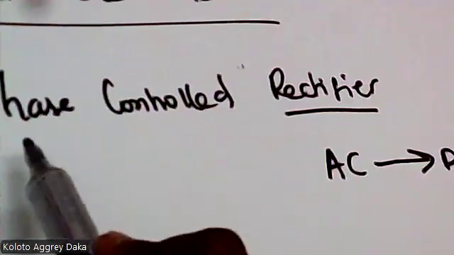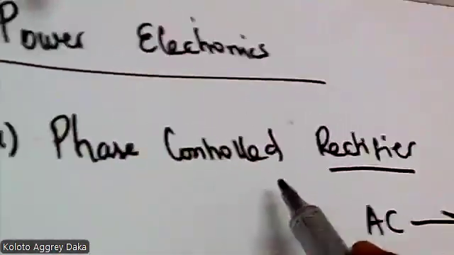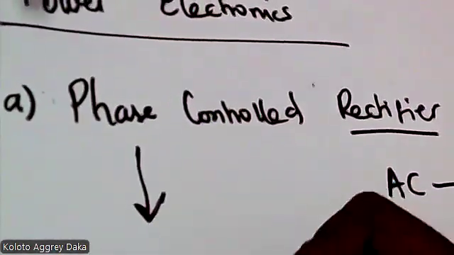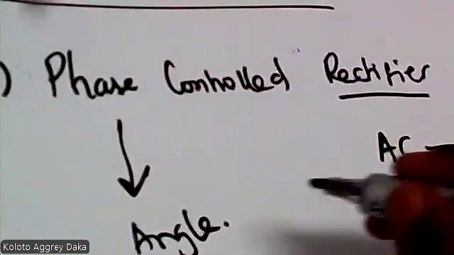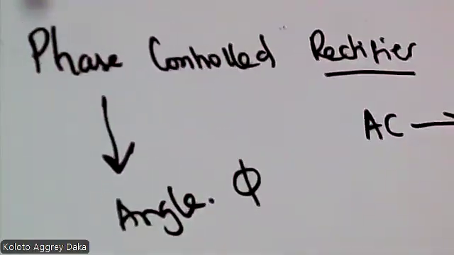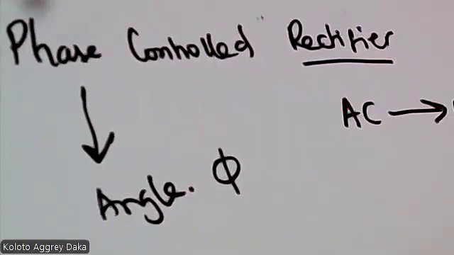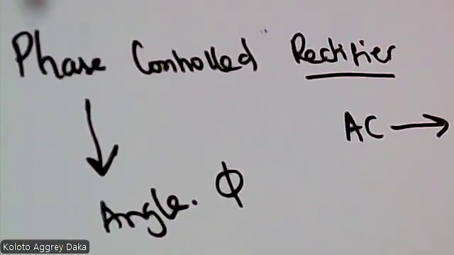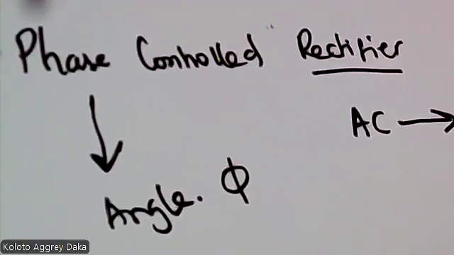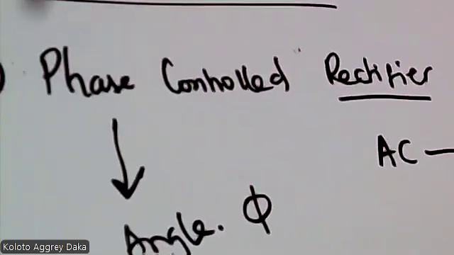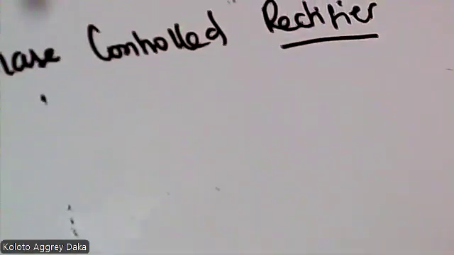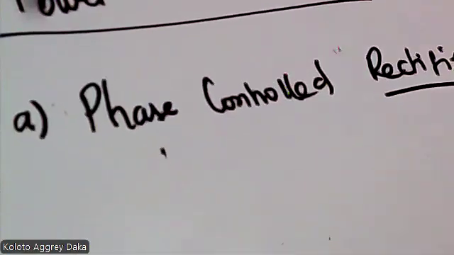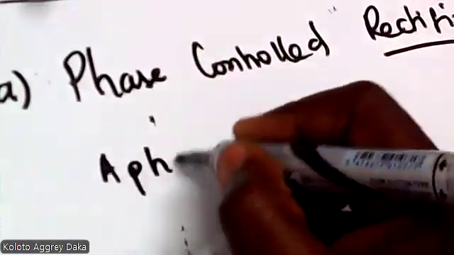Now, there is a word here, phase controlled. What is a phase? According to mathematics, a phase is an angle, right? That's a phase. So, when we say define a phase controlled rectifier, we are simply saying we want this conversion to be controlled. So what is the answer? The answer is like this.